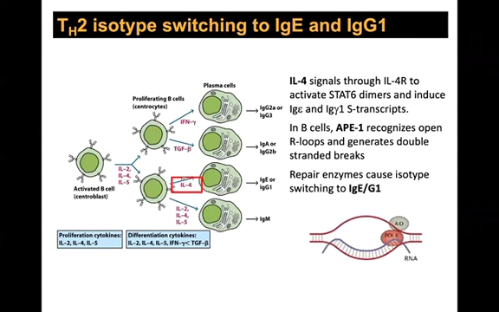Okay, so that's what the Th2 cells do. They primarily are involved in telling antibodies, you should switch to IgE, and they're also shutting down sort of Th1 type responses.